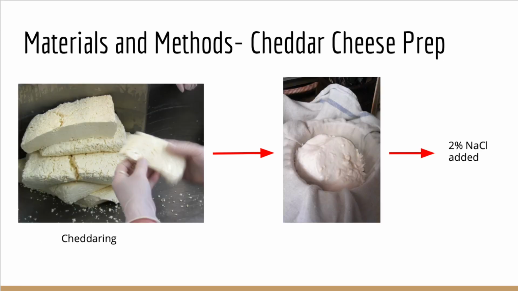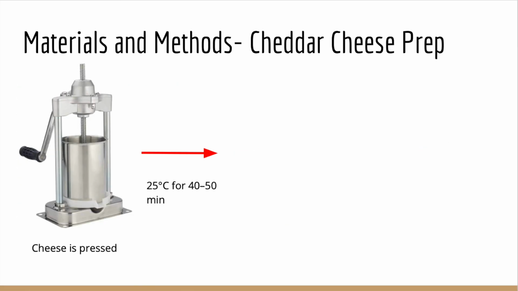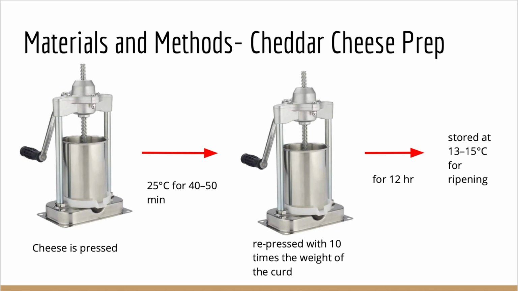Each of the samples were exposed to cheddaring, which is cutting and stacking the cheese, and then they were strained using a cheesecloth, and then 2% NaCl was added to each cheese sample. Then each sample of cheese was placed into a cheese mold, and then it was pressed at 25 degrees Celsius for 40 to 50 minutes. Then each cheese was repressed with 10 times the weight of the curd for an additional 12 hours, and after that it was stored at 13 to 15 degrees Celsius in order for the cheese to undergo the ripening process.